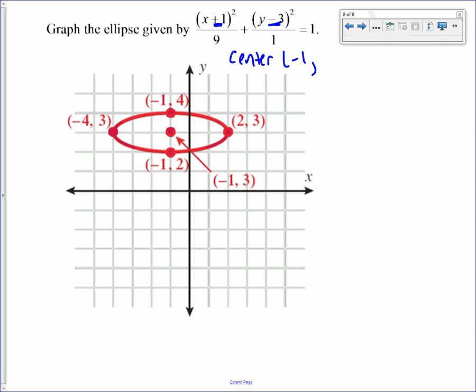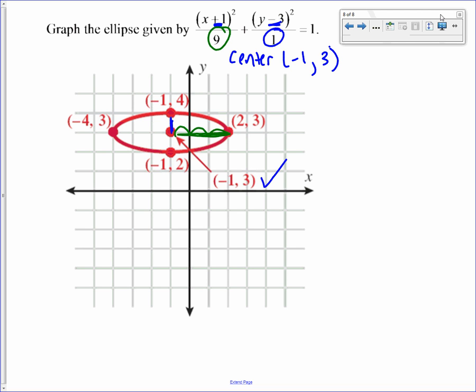And instead of going down 3, it'll go up 3. So that's at -1, 3. And you can see here in the graph that's exactly where it is. Then the a and the b work the same. This thing is horizontal because the x term has a larger denominator, and the distance between the center and the vertex is still 3 units. We can see that there, 1, 2, 3. And then the distance between the center and the co-vertex in the vertical direction is 1 unit. So everything else is going to work the same.